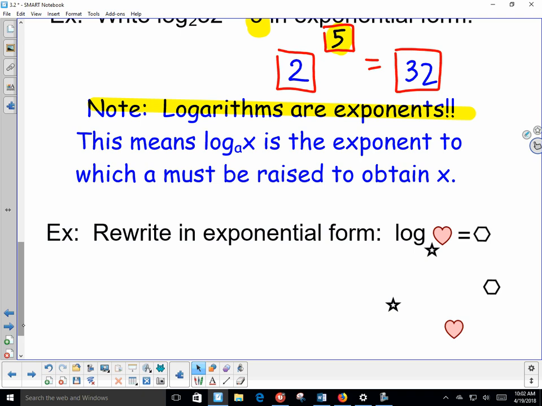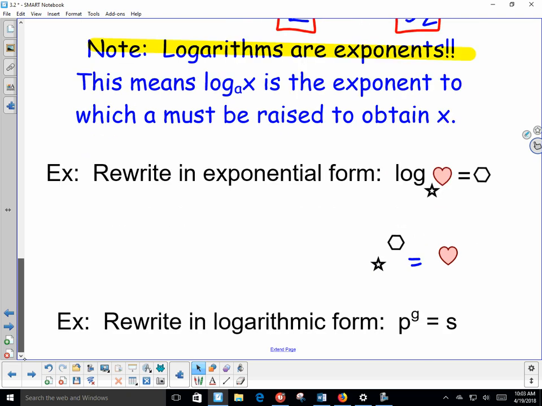Grace J: Hexagon to the star equals heart. Hexagon raised to the star equals heart. Do people agree with that? Oh, wait, no. Dane? The star and the hexagon need to switch places. So the star's the base. Like this? Yeah. So this is log to the base star, so star's got to be my base over here, of heart equals hexagon. The hexagon is the log. That means the hexagon has to be my exponent. Does that make sense? So we would write it that way.